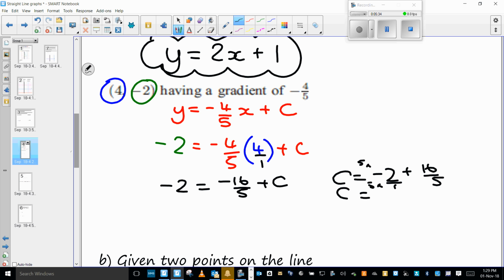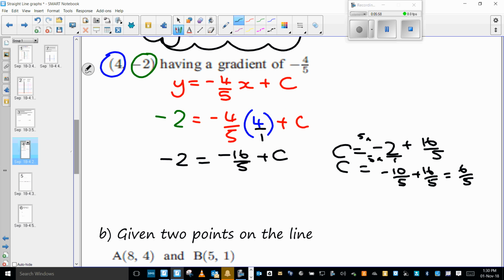So we've got negative 10 over 5 plus 16 over 5, which is 6 over 5. Because it's negative 10, yeah? So there's our fancy value for c, and that's going to go back into the original. So it's going to be y equals negative 4/5 x plus 6 over 5.